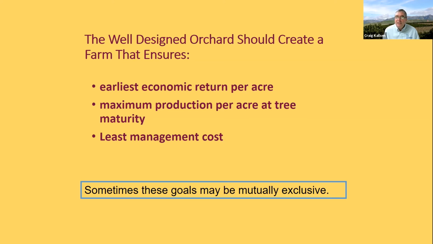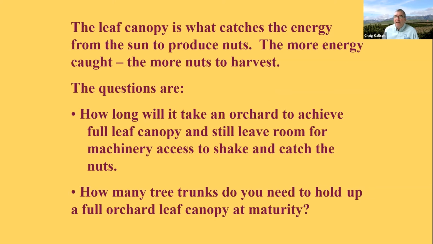And we probably want the least management costs. Now, some of these things are mutually exclusive, but we'll go through some of these issues. So first, the leaf canopy is what catches the energy from the sun to produce nuts. We think about fertilizers and whatnot, but really what the tree feeds on is the energy it produces from the sun. So the more energy that we can catch, the more nuts we're probably going to have to harvest.